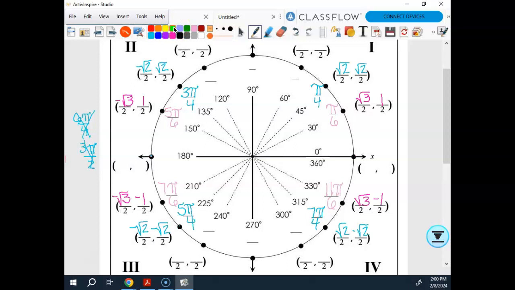Okay, everybody good so far? All right, what is 60 degrees in radians? Pi thirds, good. Okay, pi thirds.